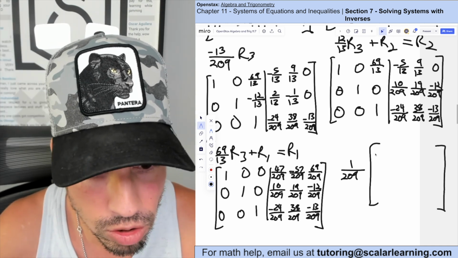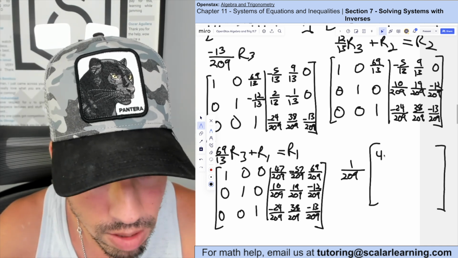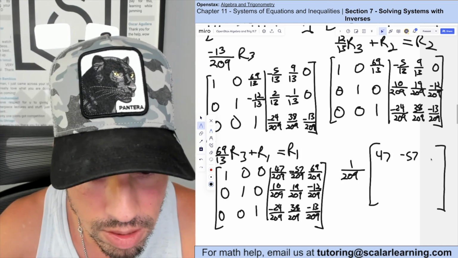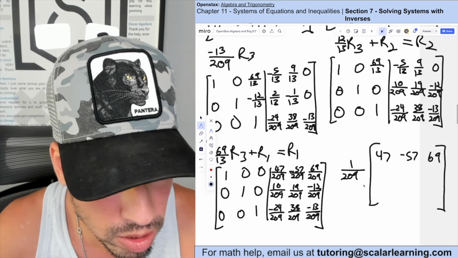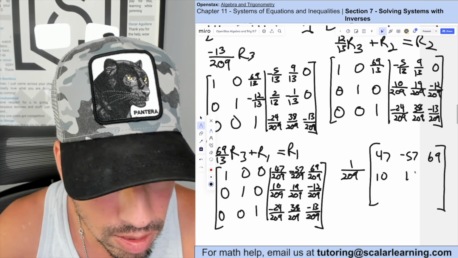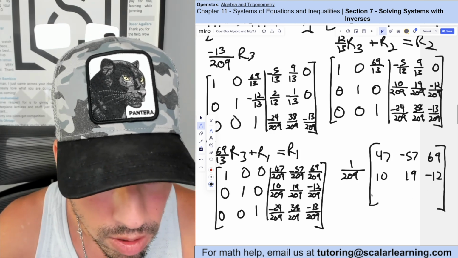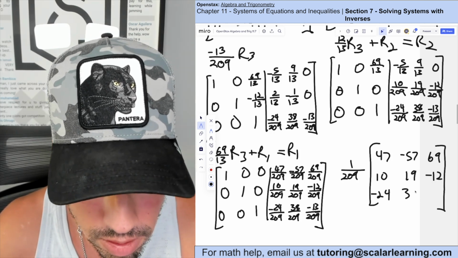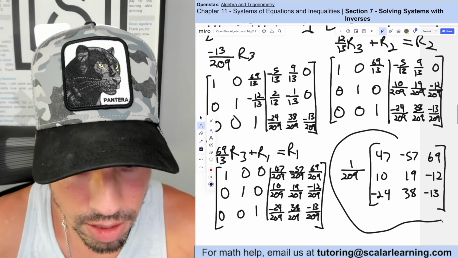It is much nicer, easier to just put whole numbers in. Then we got 47, negative 57, 69, right? All those numerators: 10, 19, negative 12, negative 24, 38, and negative 13. And that is how you do it.